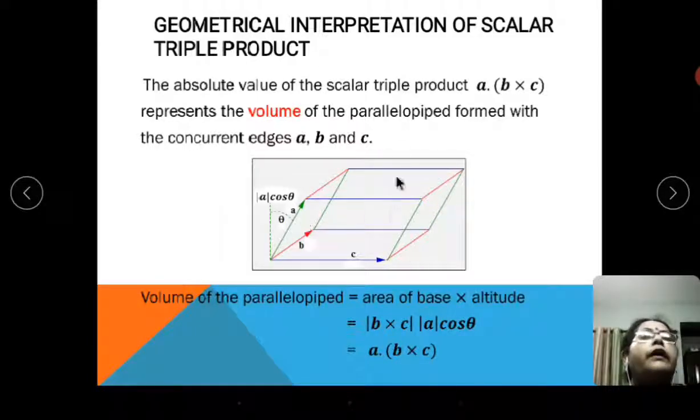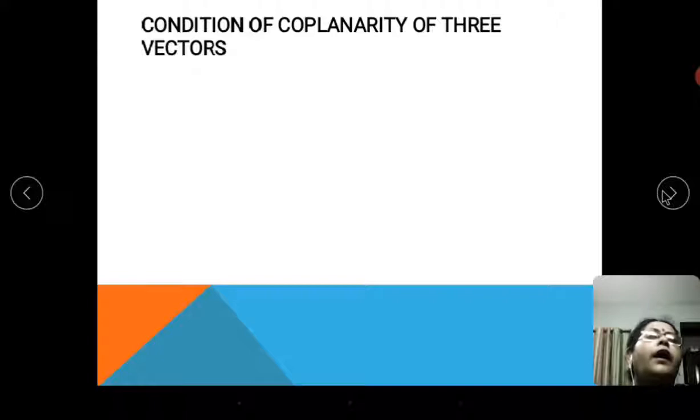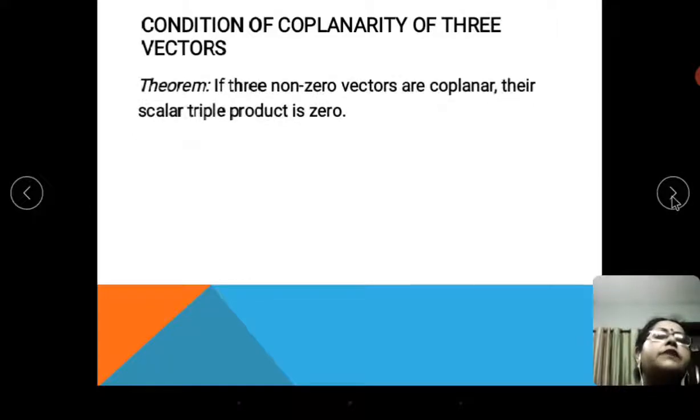So in summary, the scalar triple product A dot B cross C gives the volume of the parallelepiped which is formed with A, B, C as the concurrent edges. And this result basically leads us to another very important condition, the condition of coplanarity of three vectors. What is that? That is given by the following theorem. If three non-zero vectors are coplanar, then their scalar triple product is 0.